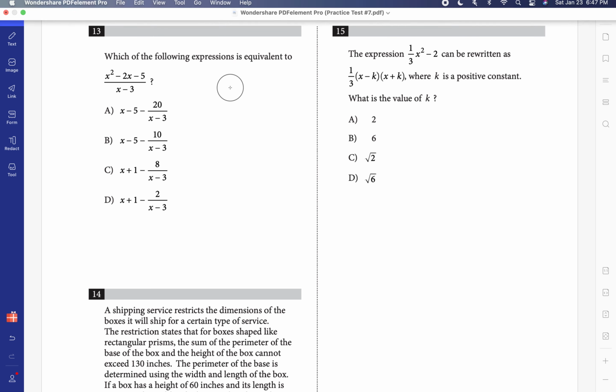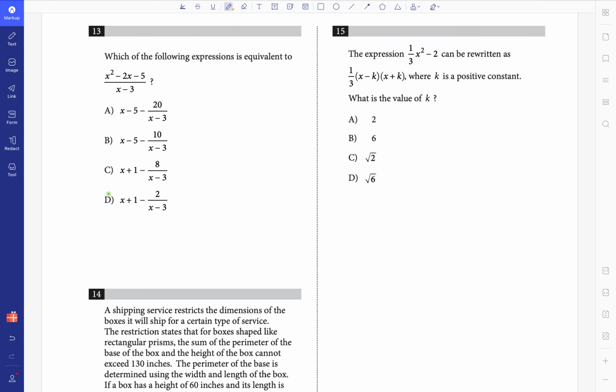Okay, so let's go back. No, go down. Okay, good. What did we say? We say D, and let's bring this back to black. Okay, now let's move on to the next question.